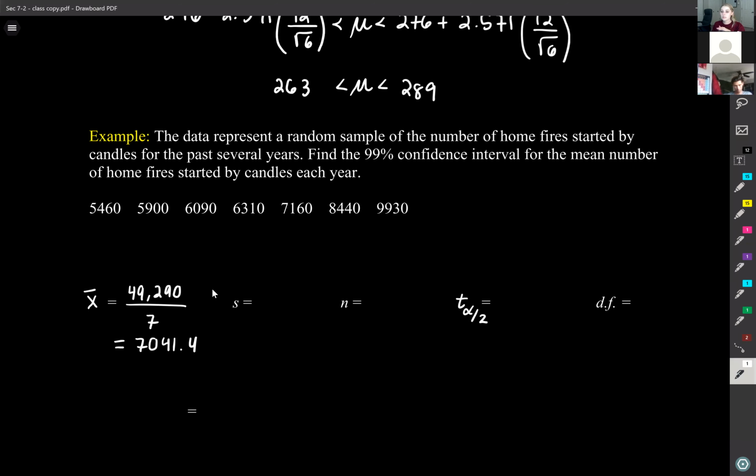So our data points don't have any decimal places. So for the mean, we're going to give one more decimal place. So I'm going to round to just one decimal.